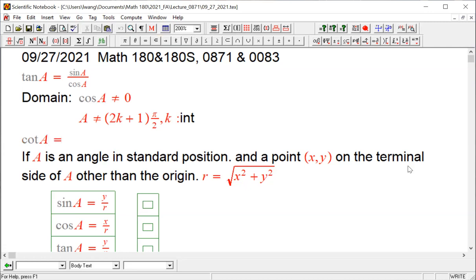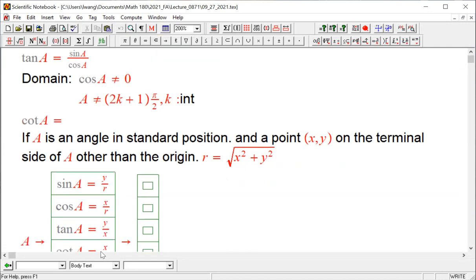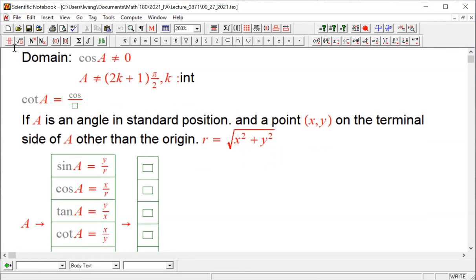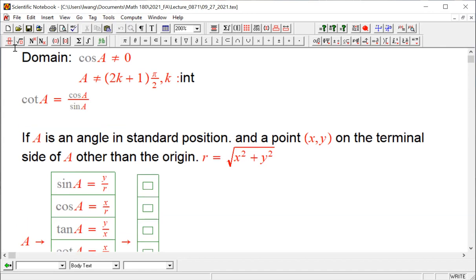How about cotangent? Cotangent is x over y, right? Which is the cosine over sine, right? What would be the domain for cotangent?